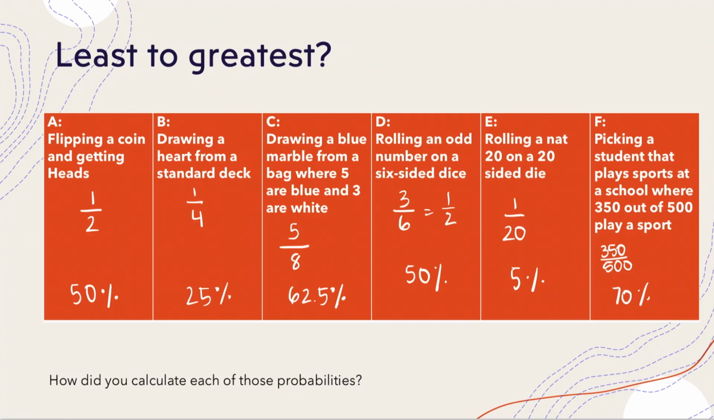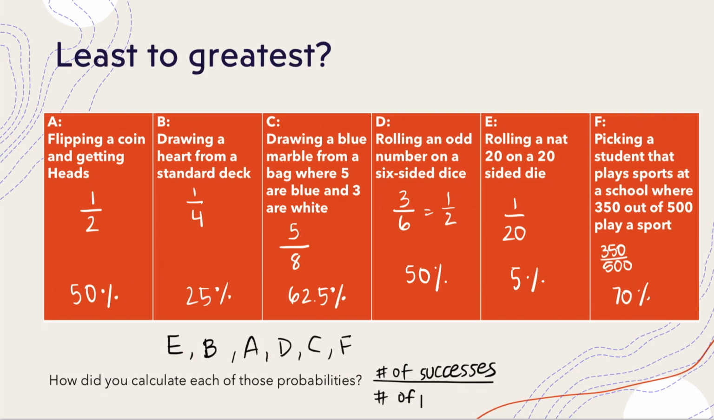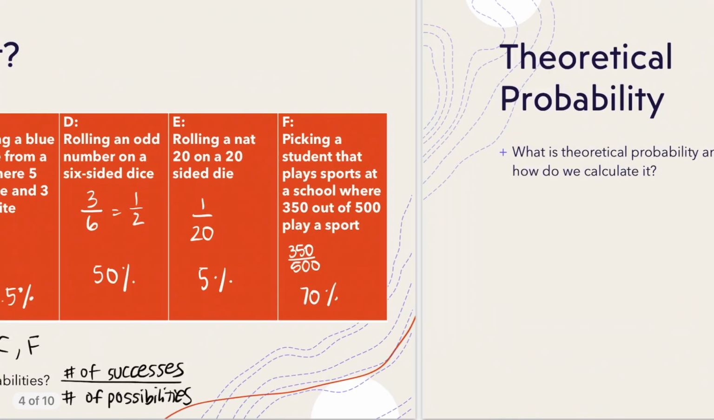Okay, so if I was to arrange these from least to greatest, I would obviously start with E, and then I'd have B, and then I'd have A, and I'd have D, and I'd have C, and I'd have F. We calculated each of those possibilities by doing the number of successes over the number of possibilities. And that's basically how you calculate any probability. It's the amount of times that you'll have a success out of the number of possibilities that exist.